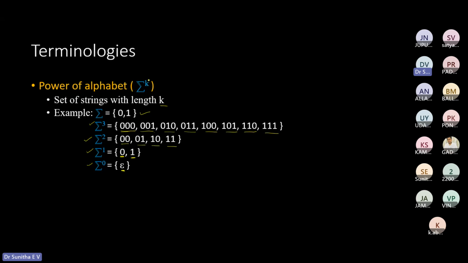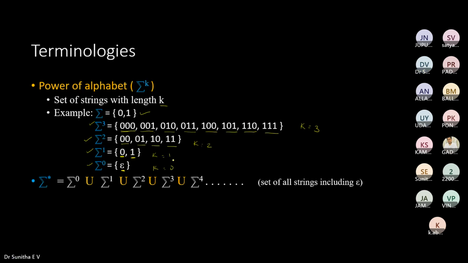So if we represent k equal to 3, we get this one. When k equal to 2, it is this. K equal to 1 means this. K equal to 0 means this. So k can be any number. K can be 4, 5, 6 or any number.